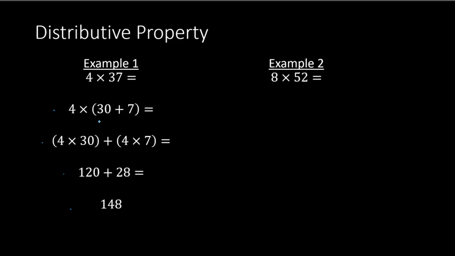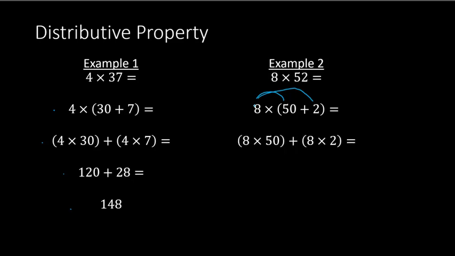So to do this, you have to think of 52 as 50 and 2, or 50 plus 2. And then we can take the 8, multiply it by the 50, and multiply it by the 2. We can distribute it, or share it, to both of those numbers. So we have 8 times 50 plus 8 times 2. 8 times 50 is 400 because we do 8 times 5 to get 40, and then put 1 zero at the end to get 400. And then 8 times 2 is 16. So we have 400 plus 16, which gives you a final answer of 416.